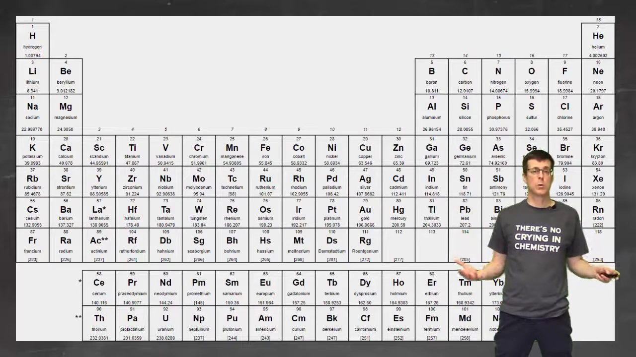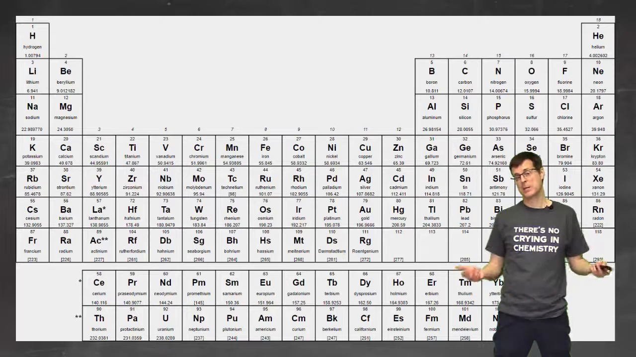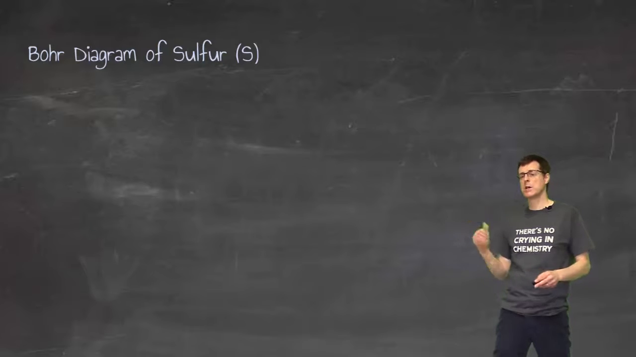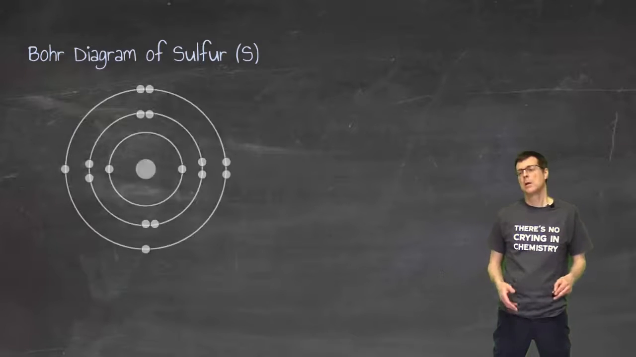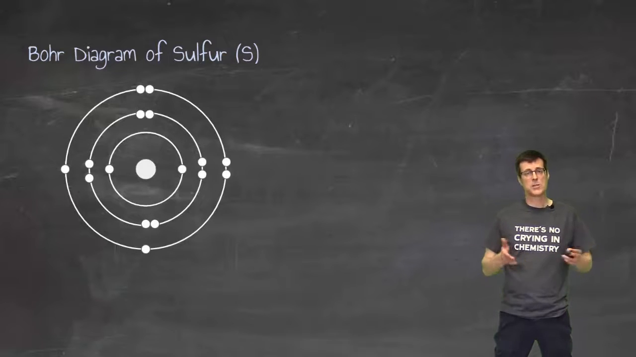So we want to work with the periodic table because that's going to be our main tool for almost everything that we do in chemistry. So we're going to start with sulfur. We did the Bohr diagram for sulfur a little while ago, so we're just going to jump into it, copy and paste. That's the Bohr diagram for sulfur: 6 valence electrons, 2 in the first, 8 in the second, 6 in the third.